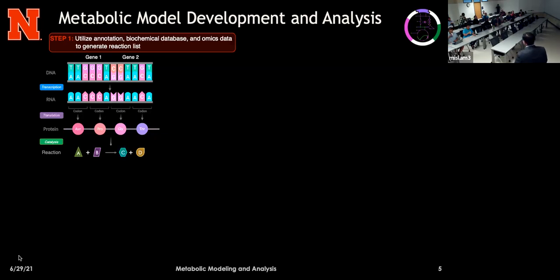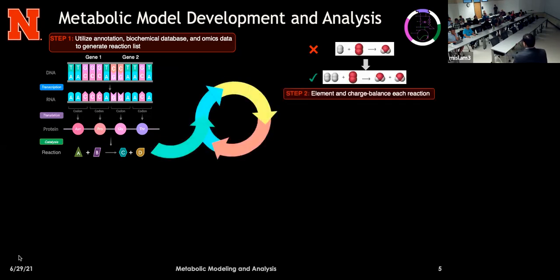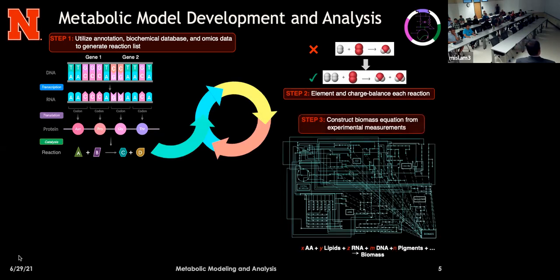This figure shows the central dogma of biology, which transfers information from DNA to RNA to protein and then to a reaction through transcription, translation, and catalysis. So that means if you have an annotated genome and then you march through it, at the end you will get a list of reactions that are possible to happen in that organism. So once we have that list, the next step is to ensure that all of these reactions are elementally and charge balanced. Because if there are imbalances present in your reactions, it invalidates all the predictions coming out of your model.